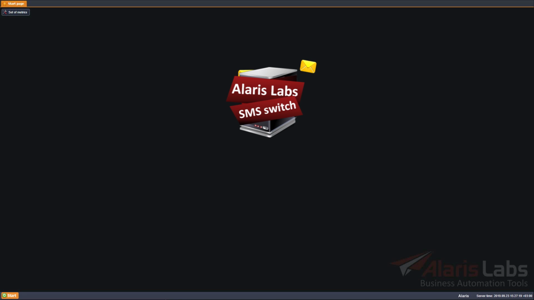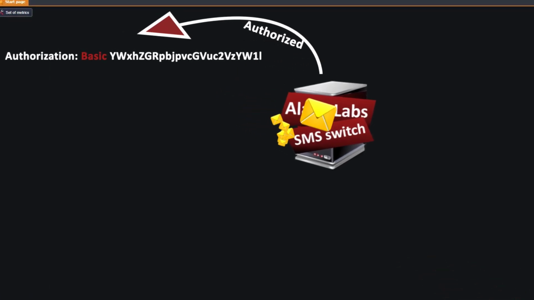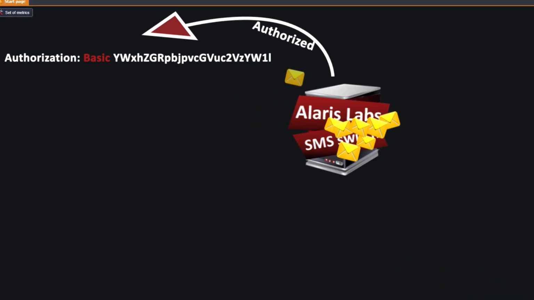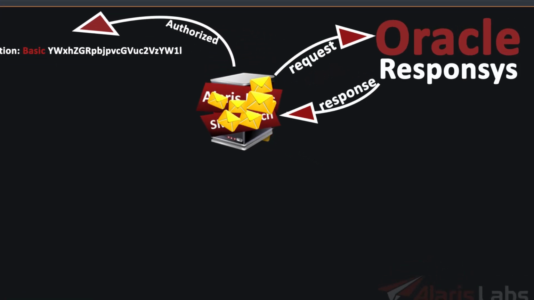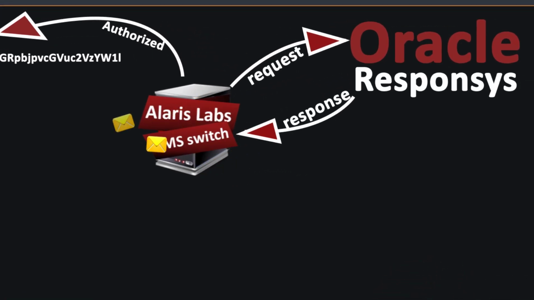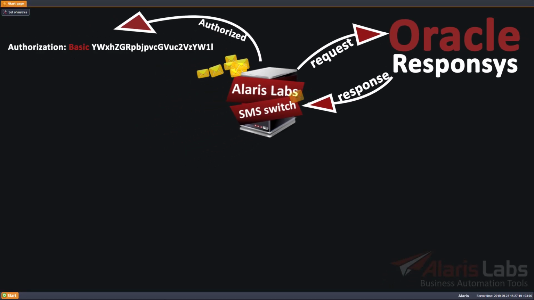The SMS switch has been enhanced. Now it can authorize clients using the HTTP basic authorization header. Previously, authorization was based only on the user and password combination. Additionally, support of Oracle responses has been added. The SMS switch now supports the request and response format from this service.